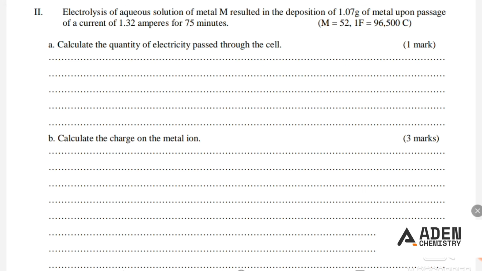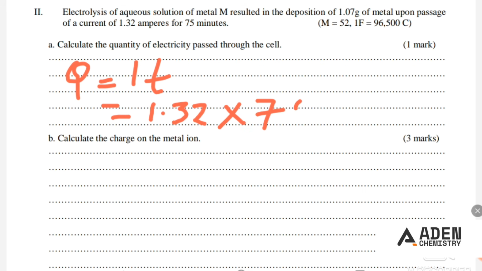What was the formula for calculating quantity? It was IT, where I is current in form of amperes and T is time, which must be in seconds. So here, what we are supposed to say is we are going to have 1.32 multiplied by the time 75 minutes. But we have to convert it into seconds by multiplying by 60. What we are going to get there will be the quantity of electricity passed. So let's check. But Roman B, we are told calculate the charge on the metal ion.